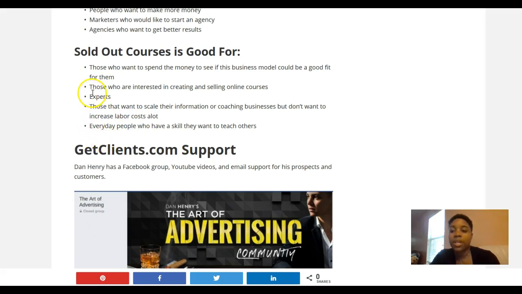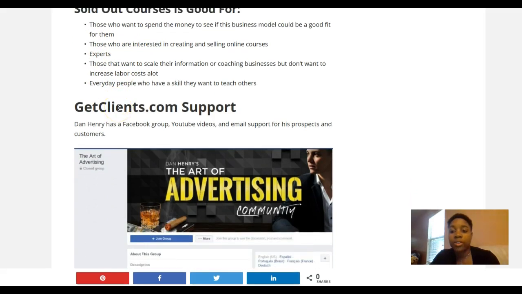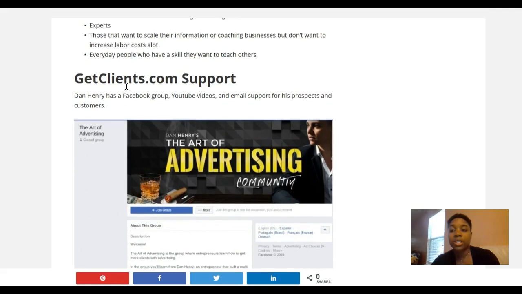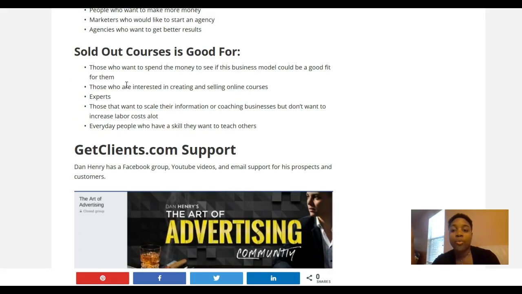Those who are interested in creating and selling courses, experts, those who want to scale their information or coaching businesses but don't want to increase labor costs a lot, and everyday people who have a skill they want to teach others, all of those people would be ideal for the Sold Out Courses.